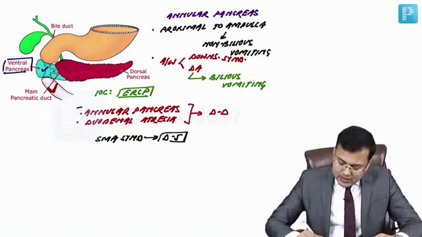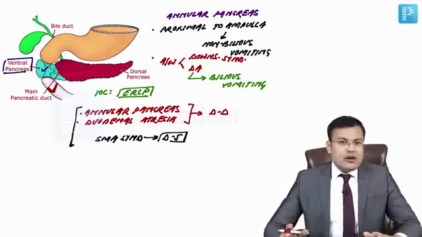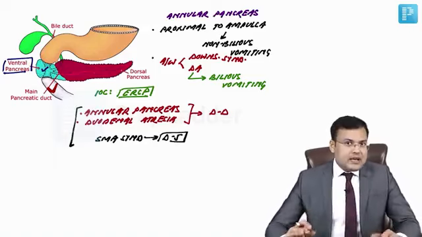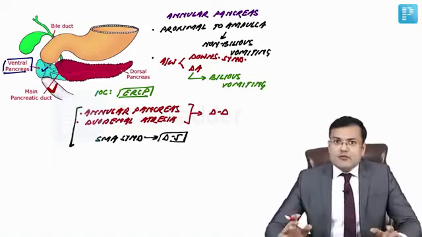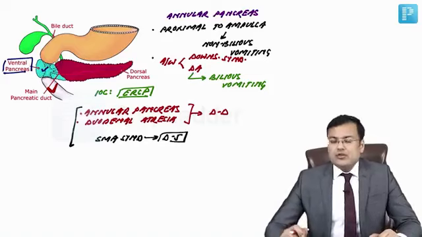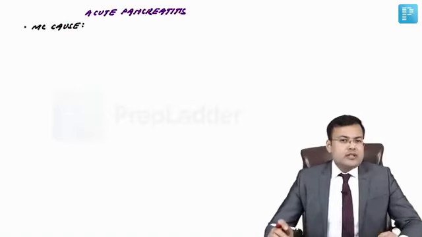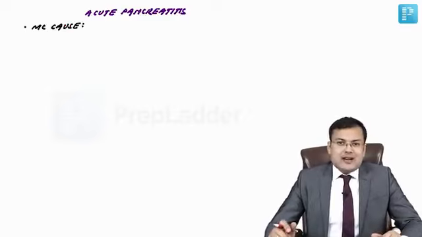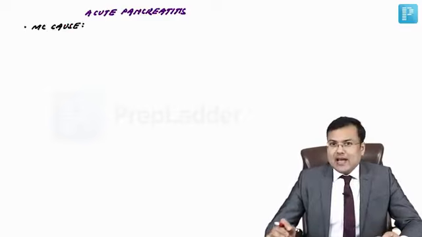So these are one-liner questions asked frequently. For duodenal atresia and annular pancreas, it is duodenostomy. For superior mesenteric artery syndrome, it is duodenojejunostomy. What is the most common cause of acute pancreatitis? It is gallstones followed by alcohol.